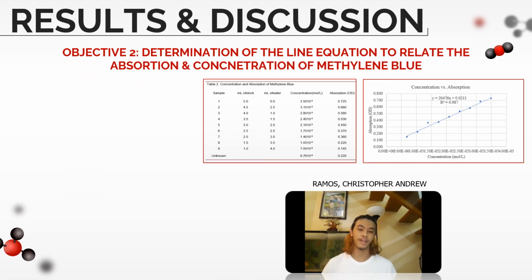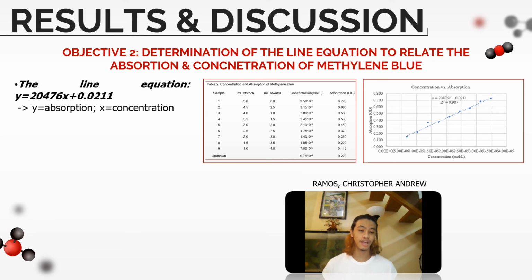Using Microsoft Excel, the line equation was obtained to be y is equal to 20,476x plus 0.0211. The line also has an R-squared value of 0.987, which is an indicator that there is a strong correlation between concentration and the absorbance of the methylene blue solution.